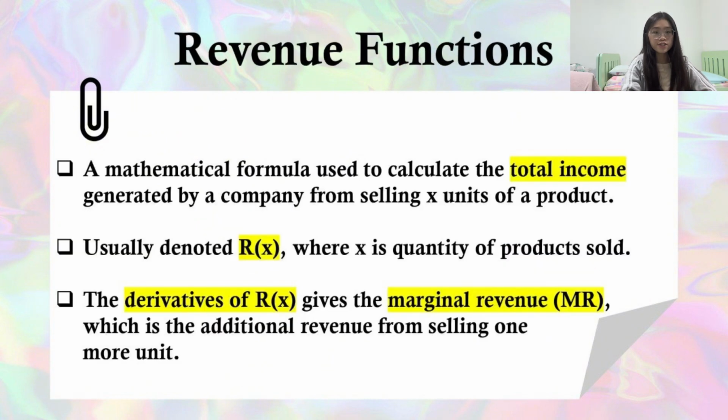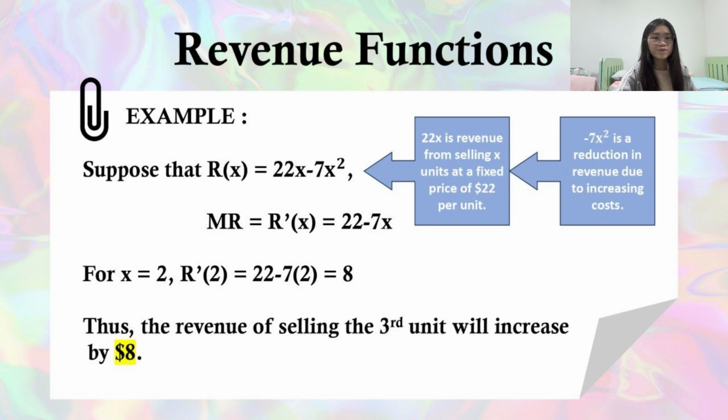The revenue function is a mathematical formula used to calculate the total income generated by a company from selling x units of a product. It is usually denoted capital R(x), where x is the quantity of products sold. The derivative of the revenue function gives the marginal revenue, which is the additional revenue from selling one more unit. So let us proceed to the example of revenue functions.